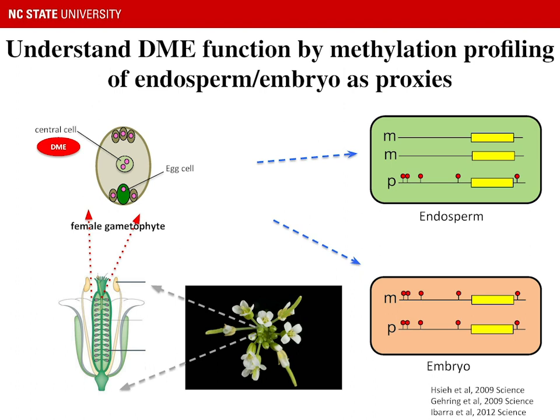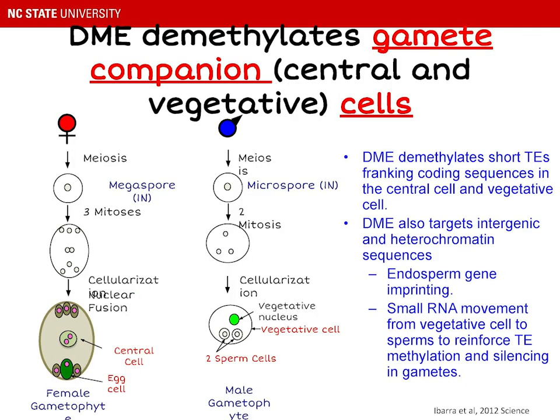So this was done by a bunch of high-throughput genomic studies, and we came to a clearer picture. DEMETER actually demethylates two cells, called the gamete companion cells: the central cell and the vegetative cell. The central cell is on the female side, the vegetative cell is on the male side. So this is a mature pollen grain. You have a vegetative nucleus, and the two sperm cells are embedded within that vegetative cell.